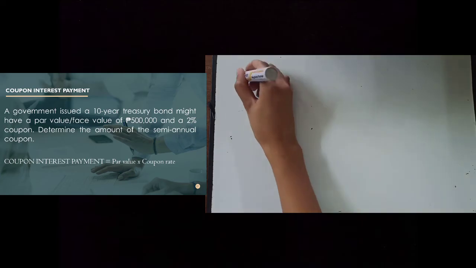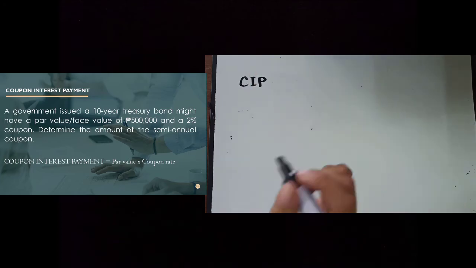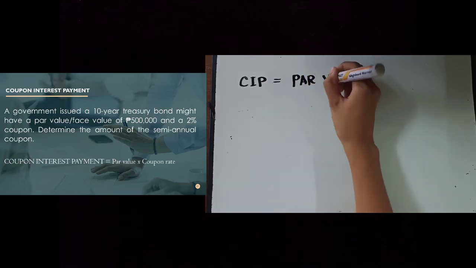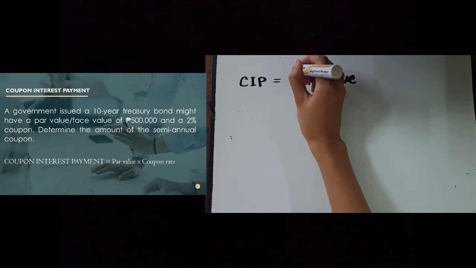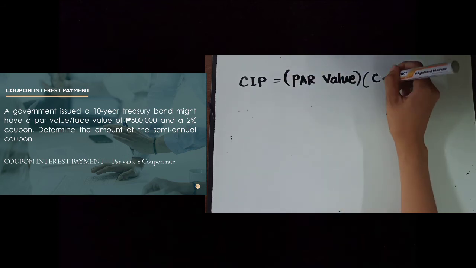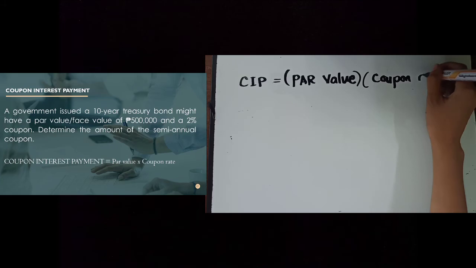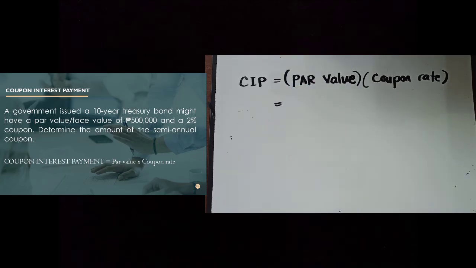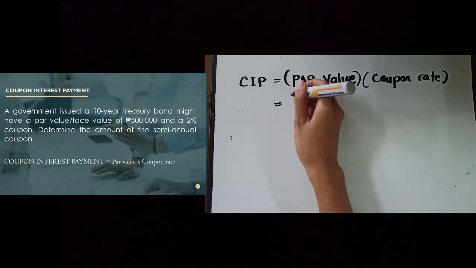Okay, so again, coupon interest payment, shortcut ko na ulit, CIP, is equal to par value multiplied by the coupon rate. Okay, so based on our given situation, what is the value of your principal? Or magkano ba yung par value? Or magkano ba yung face value? Magkano yung pinautang mo? Okay? The par value is equal to 500,000 pesos.